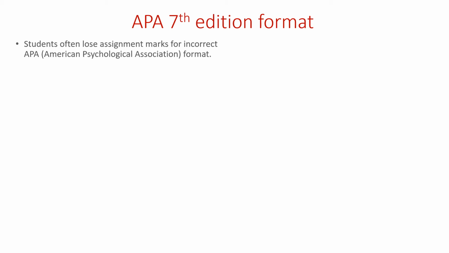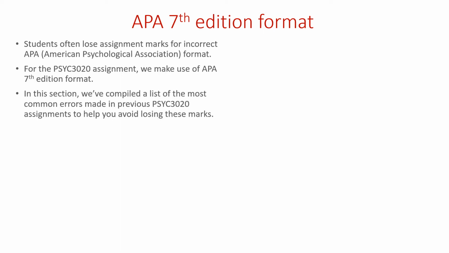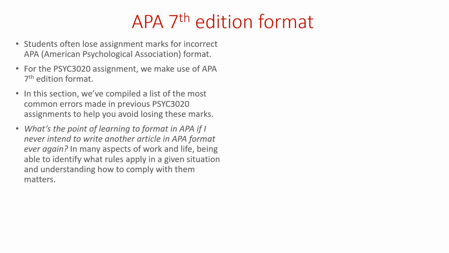What we found in the past is that in the Psych 3020 assignment, students often lose a lot of marks unnecessarily for getting their APA format incorrect. In the assignment, we are currently making use of APA 7th edition format. So we thought we'd go back and look at previous students' assignments and tally up all of the APA errors that they made, and then make a video based on the most common errors so that you can see these errors and avoid making them yourselves in order to maximize your marks.